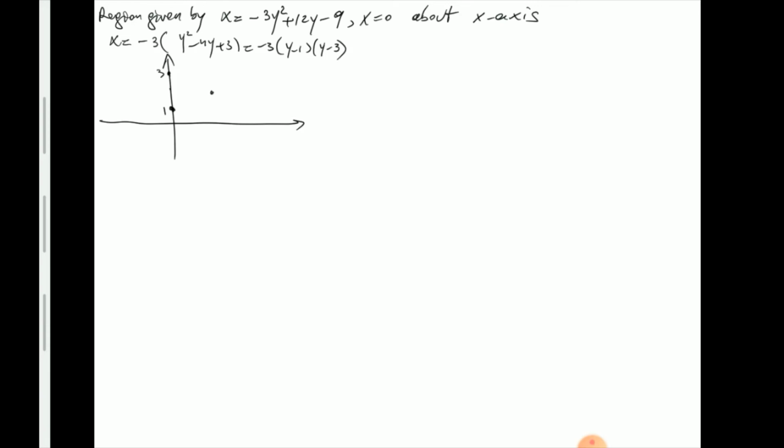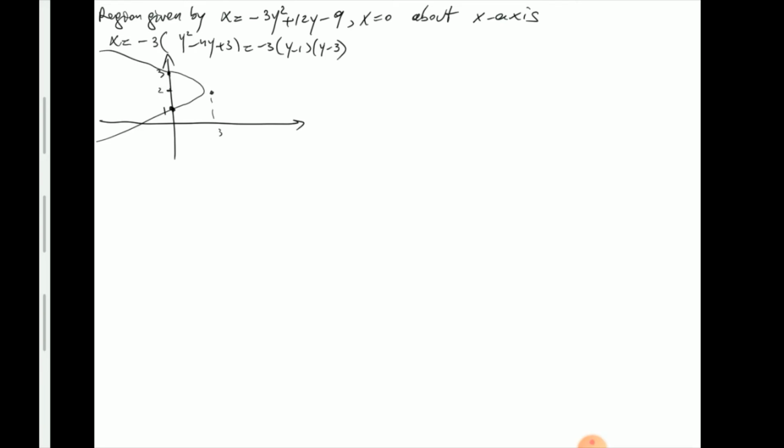You can compute it by differentiating here. So that's -6y plus 12. That gives you 2 for y. But if you plug it in, then the x coordinate is going to be 3. So 3 here. So this is how it looks.